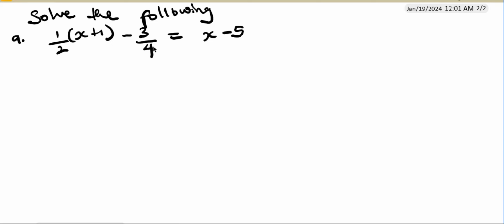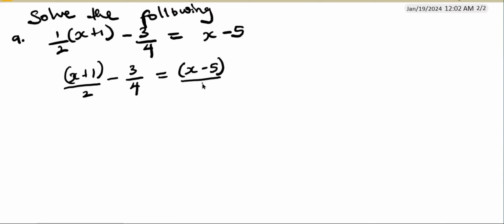Now you can see that we have two fractions here and we now have one expression here. The first thing we need to do is to make these fractions a single fraction. So that will give you s plus 1, you put it in bracket, over 2 minus 3 over 4 equals to s minus 5 over 1. I have made everything a fraction. So this one was not a fraction, so I made it a fraction by putting a denominator of 1.